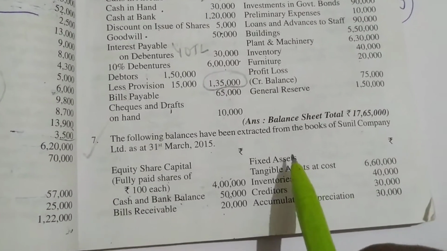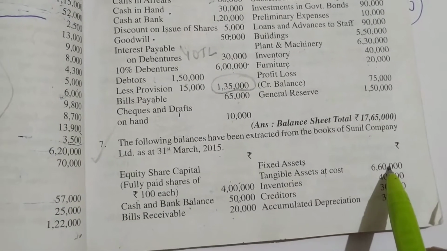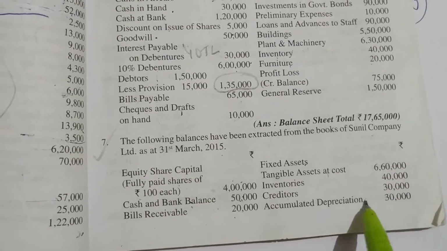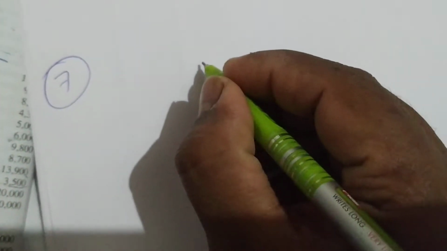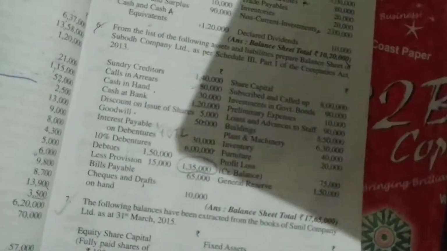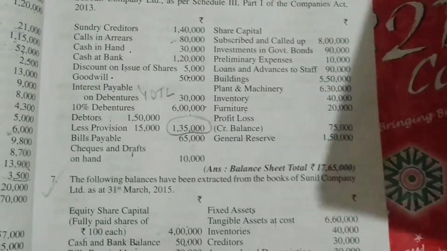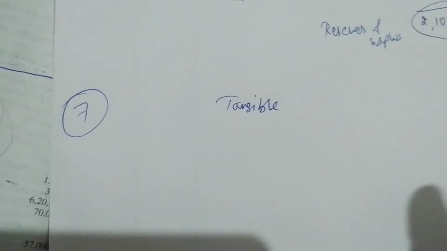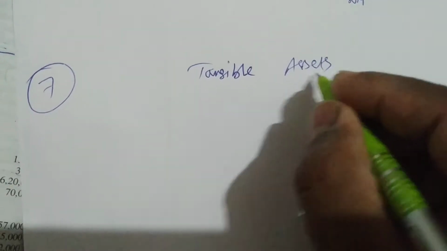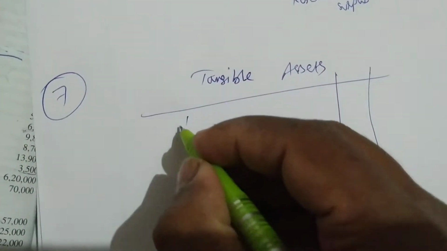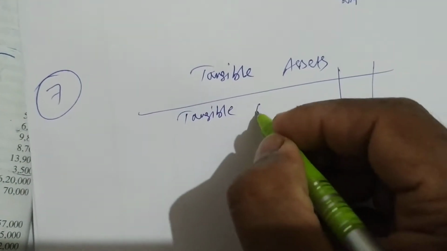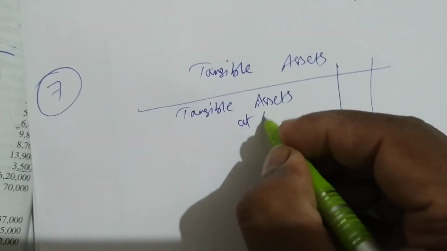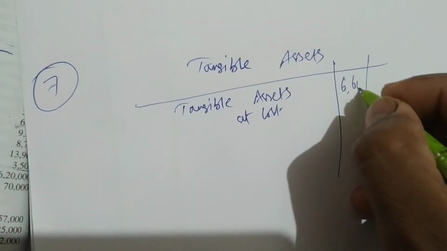Okay. Next, fixed assets we are having. First is tangible asset at cost 6,60,000, and one more item related to accumulated depreciation 30,000. So for the seventh problem, I am showing here what he's saying. He's saying fixed tangible asset at cost. So let me prepare tangible assets as a small working. I am writing the same tangible assets at cost. How much is that? 6,60,000.